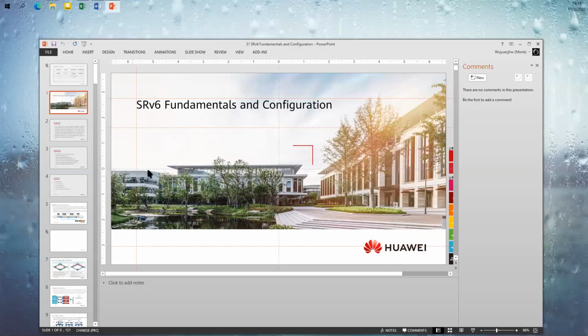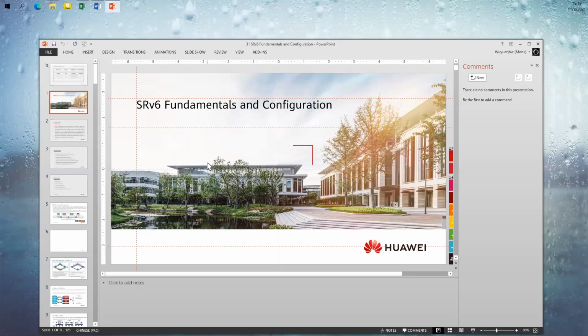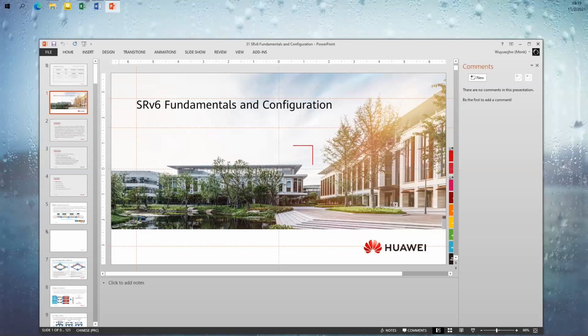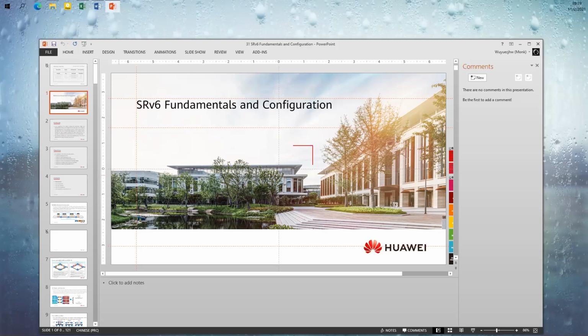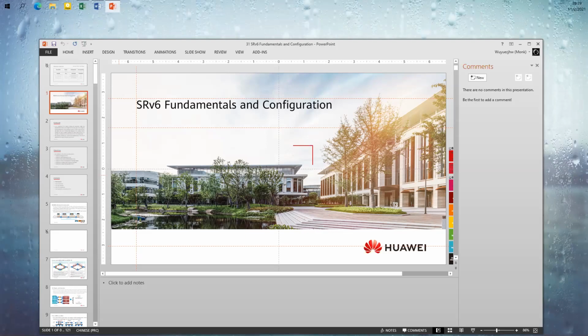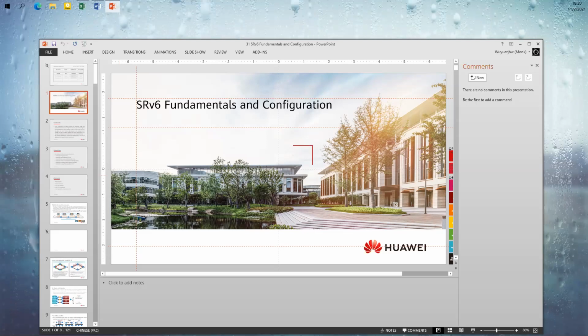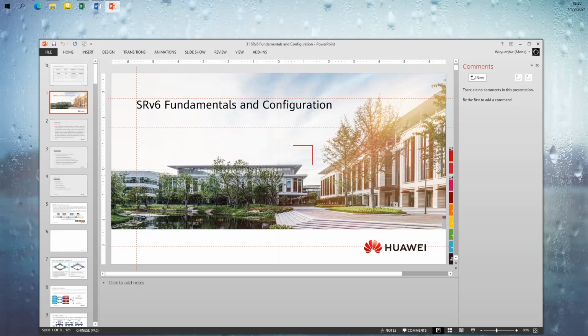Okay, so this is the SRv6 fundamentals and configuration. Any questions on this? Okay, no questions.